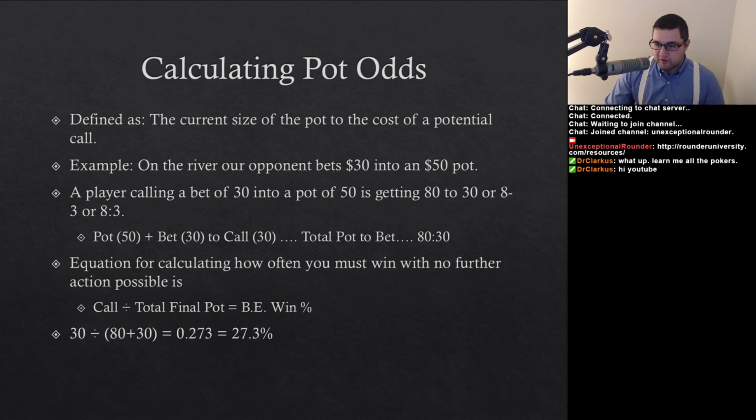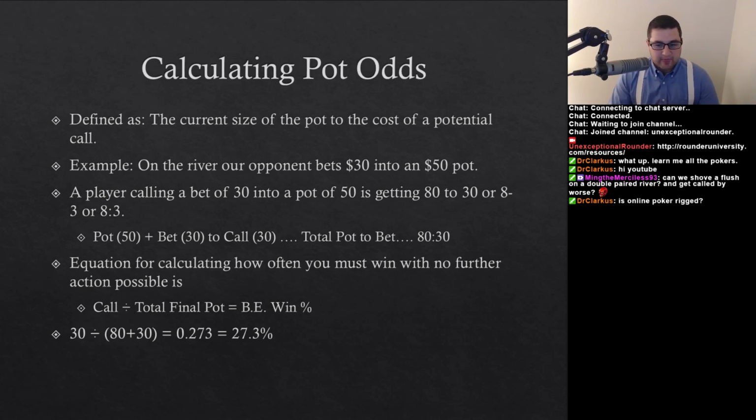Again, this should be a review for most everybody in the chat. When we are calling this $30 bet into a pot of 50, we're getting odds of 80 to 30, or 8 to 3. The way that's calculated is the pot, which is 50, plus the bet amount, which is 30, compared to the amount we must call, which is 30. So again, we've got the pot plus the bet compared to the call, or the total pot to bet amount. That's where that 80 to 30 comes in.